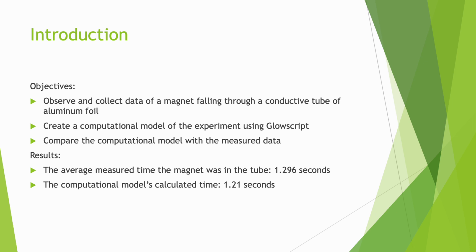The goals of this lab are to observe and collect data from that experiment, create a computational model of the experiment using GlowScript, and then to compare the results. A preview of the results is that the measured average time the magnet was in the tube was 1.296 seconds, and the computational model calculated the time to be 1.21 seconds.